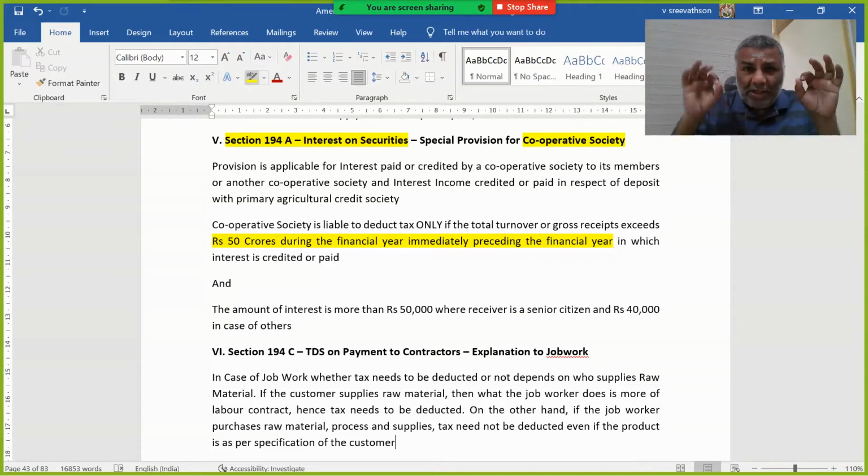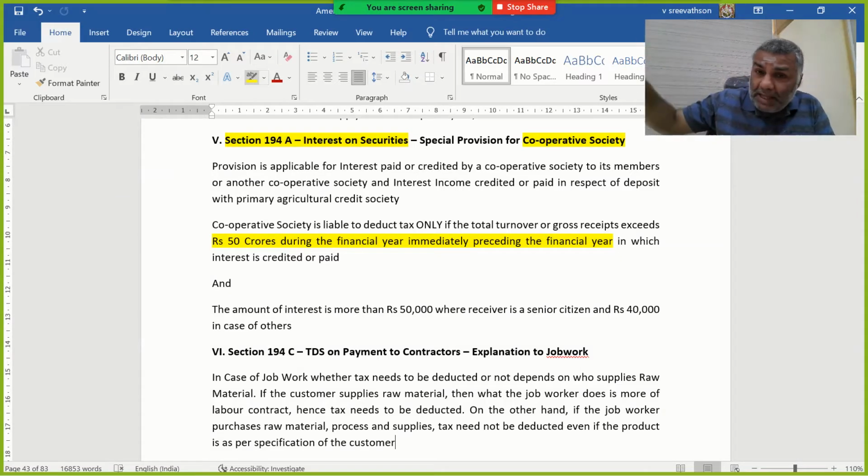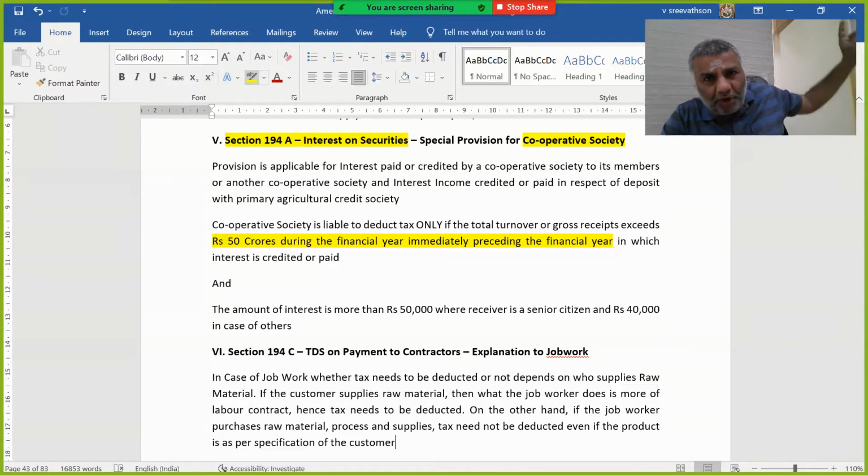It all depends upon who supplies the raw material. If the raw material is supplied by the customer, what I do is simply job work. Once more, shall I repeat? If the raw material is supplied by a customer, even if I buy some consumable stores, etc., whatever I do is only job work.